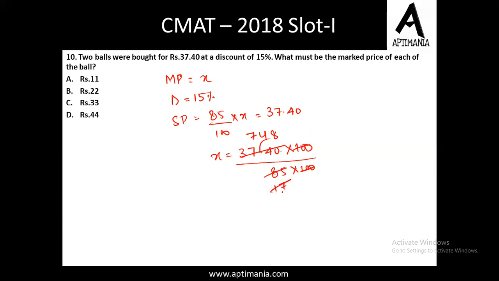If I cancel it by 7, I'll have 1. This will be 4 just 68. I'll be left with 6 and 68 again, so it will be 4. So X equal to 44 means the MRP of two balls together was 44.